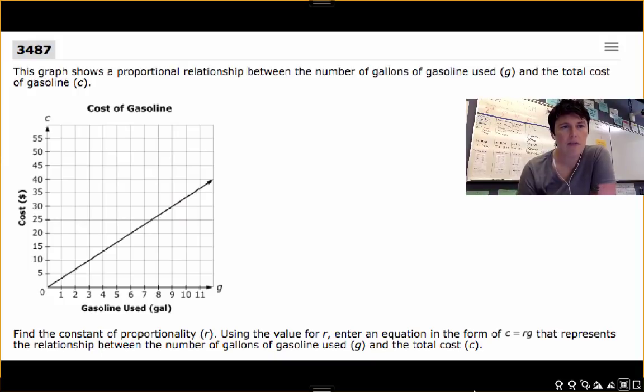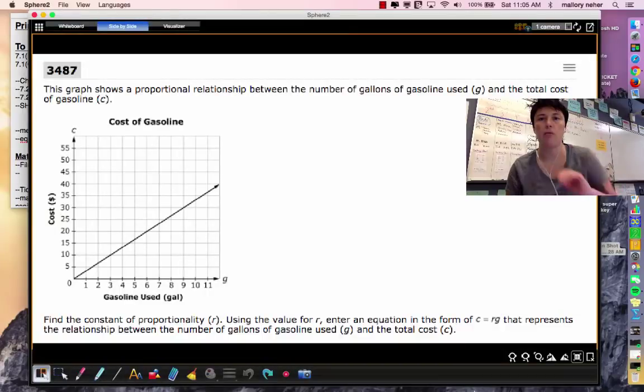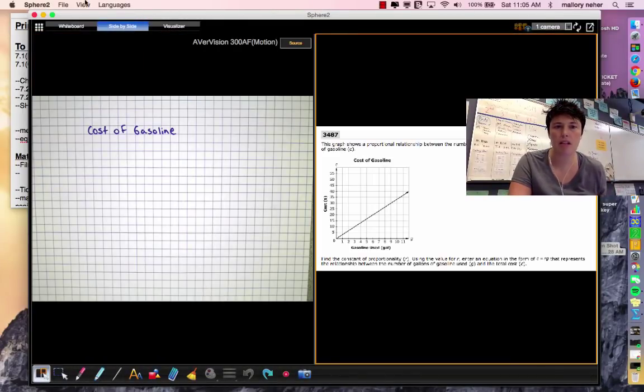It says, this graph shows a proportional relationship between the number of gallons of gasoline used, G, and the total cost of gasoline, C. It's possible I just read that sentence and it all just went over your head. So we've got to go back and maybe reread. The graph shows a proportional relationship between number of gallons of gasoline used. Oh my gosh, we better write some of this down. So let's do a little writing and see what we think about this.